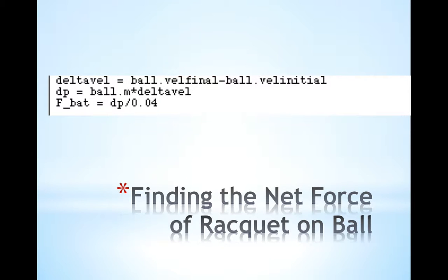Next, we calculate our force of the bat, or the force of the racket. We calculate this by subtracting the initial velocity of the ball from the final velocity of the ball to get the change in velocity. We multiply the change in velocity by the mass of the ball to get the change in momentum. To get the net force of the bat, we divide the change in momentum by the change in time, which is actually 0.004, not 0.04.